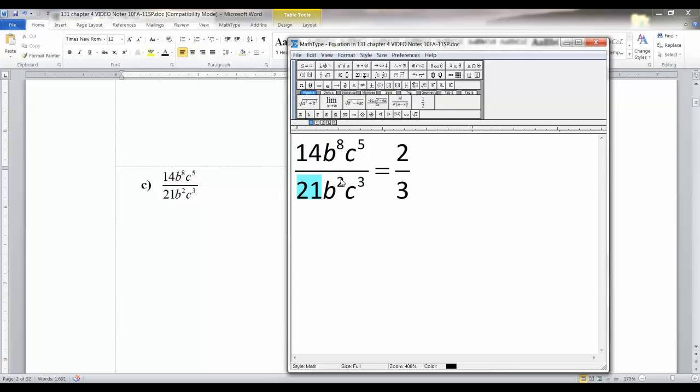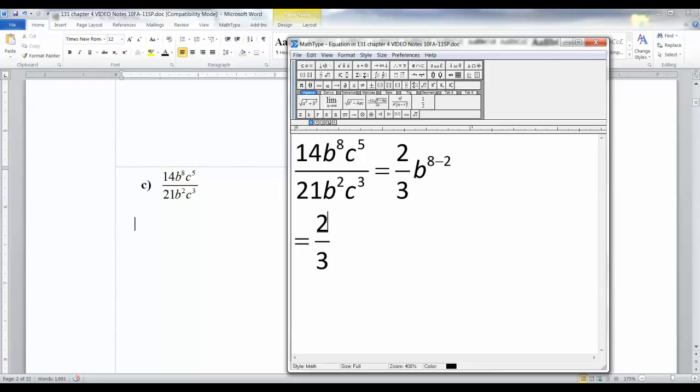So that's reduced down. Now, what about the b's? You have 8 b's on top, only 2 b's on bottom. All right, what's going to happen is that 2 of them are going to cancel away, right? And leave you how many left over? Well, you can figure it out this way. 8 take away 2, right? Which we all know, hopefully, is b to the 6.